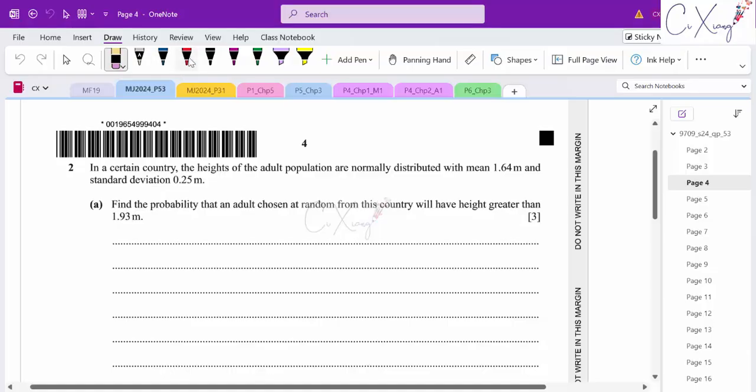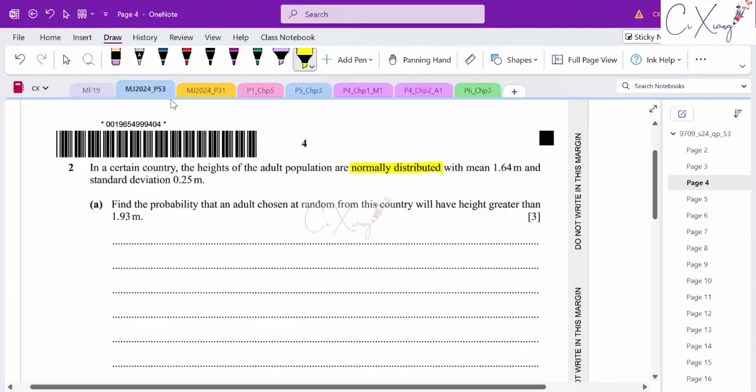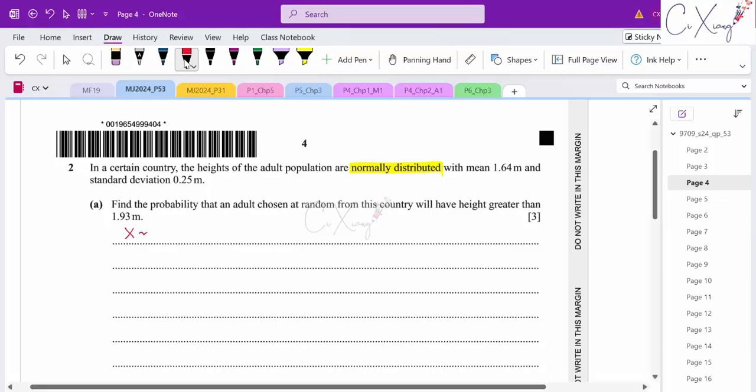Okay, so now we are at question number 2. In a certain country, the height of the adult population is normally distributed. So I think you need to highlight the keyword "normally distributed" with the mean and also the standard deviation. They want us to find the probability that an adult chosen at random will have height greater than 1.93. It's very obvious because you can see the keyword normally distributed. So x is normally distributed where x is the height of the adult. The mean provided is 1.64 and the standard deviation is 0.25.